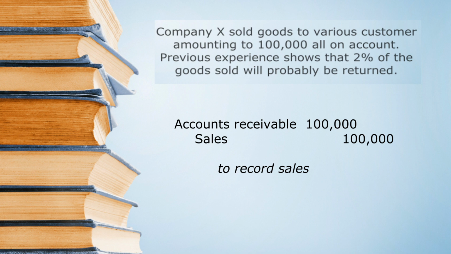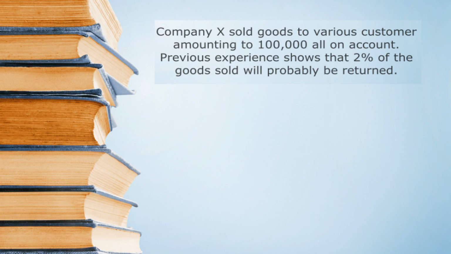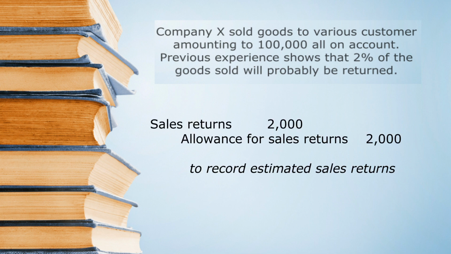To record the sales, you have to debit accounts receivable 100,000 and credit sales 100,000. Then to recognize the 2% sales return, you have to debit sales returns 2,000 and credit allowance for sales returns 2,000.